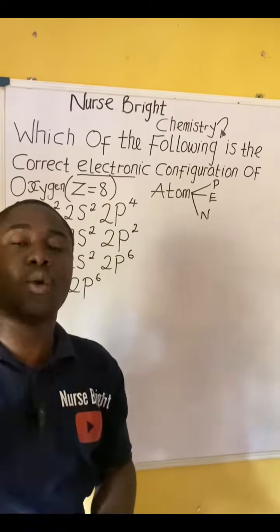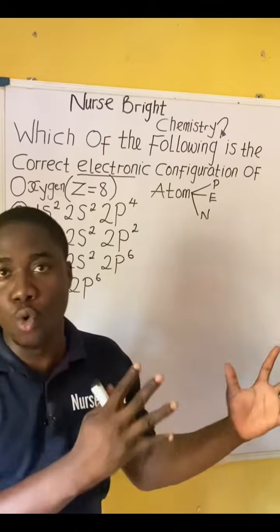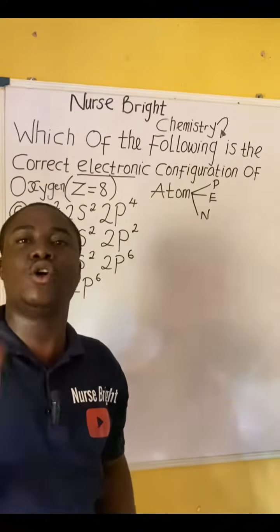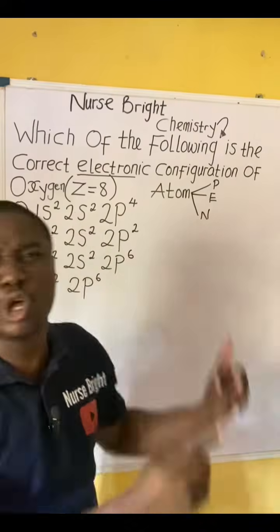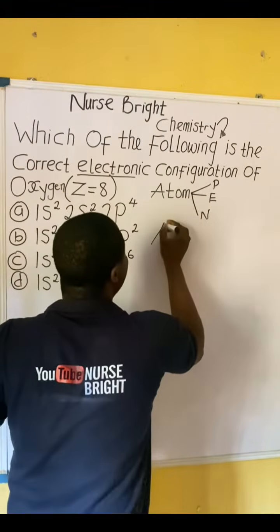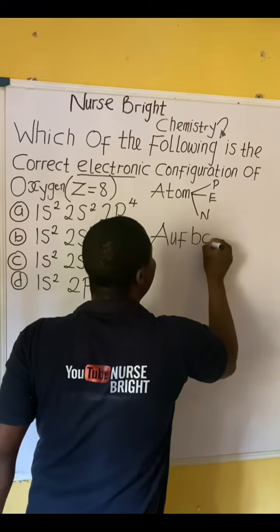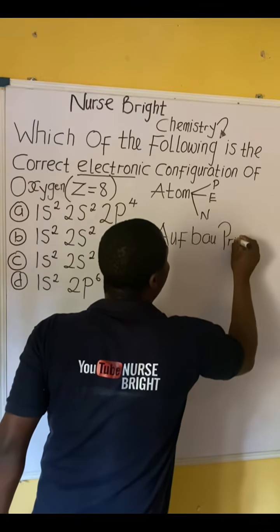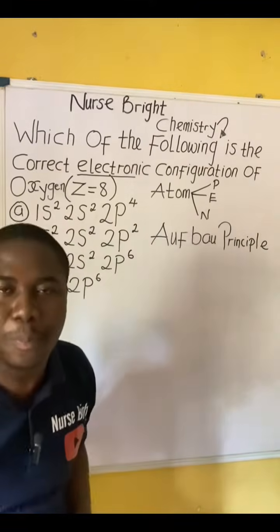Moving further, to be able to write electronic configuration of elements, you have to know some rules or principles. One of the key principles you have to take note of, not just for oxygen in this case, is what we call the Aufbau principle. Now, the Aufbau principle has another name. We can also call it the build-up principle.